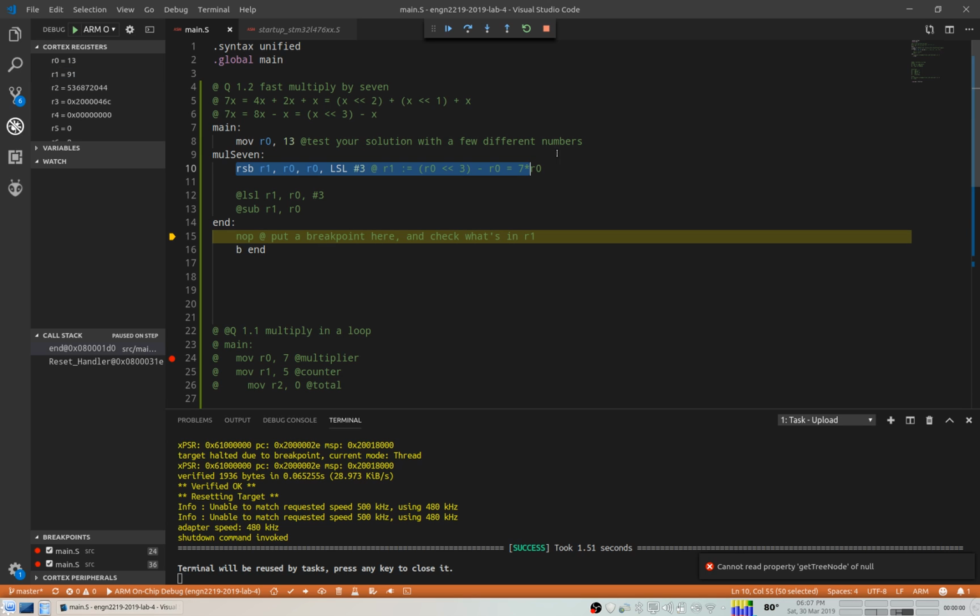So this is the shortest solution, because obviously you couldn't do it with zero instructions. So the best solution to this problem is a single instruction using the barrel shifter to help us do a shift and a subtraction in a single cycle.